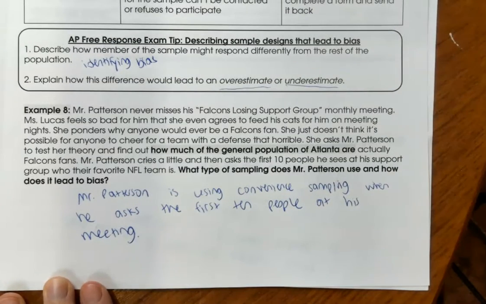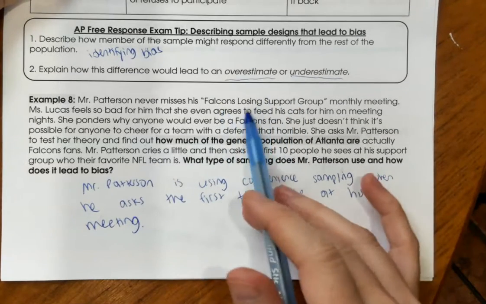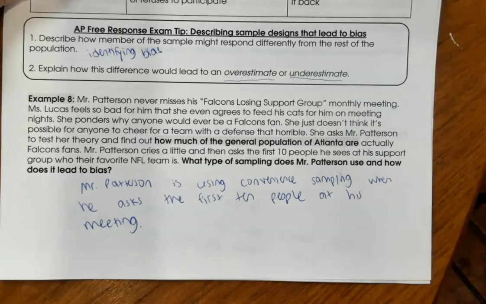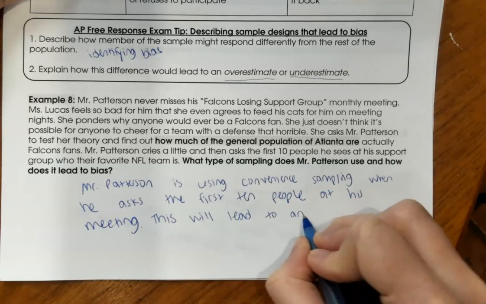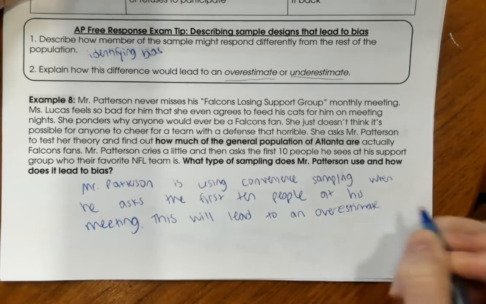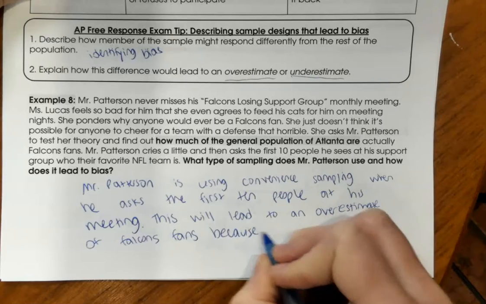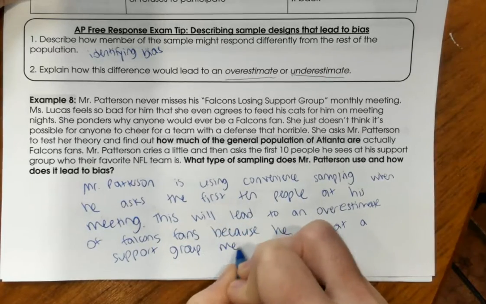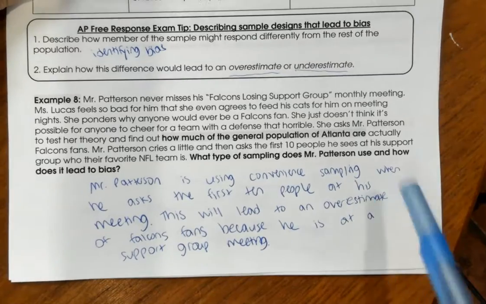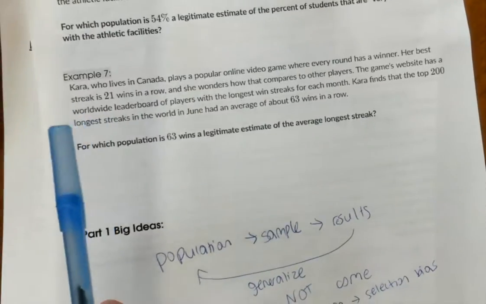Now, do you think this convenient sampling will overestimate or underestimate the number of Falcons fans in Atlanta? Well, he's at a Falcons losing support group meeting. So I assume everyone at this meeting is a Falcons fan and they're supporting each other because of all the losing, right? So if everyone at that group is a Falcons fan, this will lead to an overestimate of Falcons fans. Because he's at a support group meeting. So we used convenient sampling, and that will lead to an overestimate. So we identified the bias and we explained what this difference would lead to. All right, let's go ahead and try example 9.